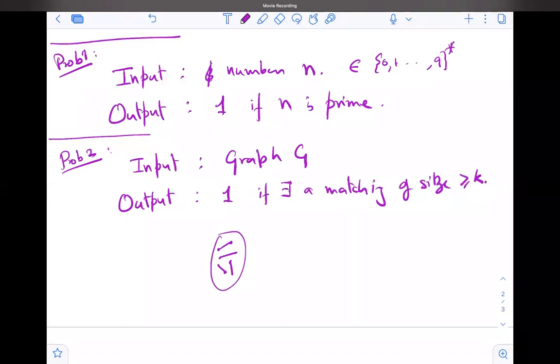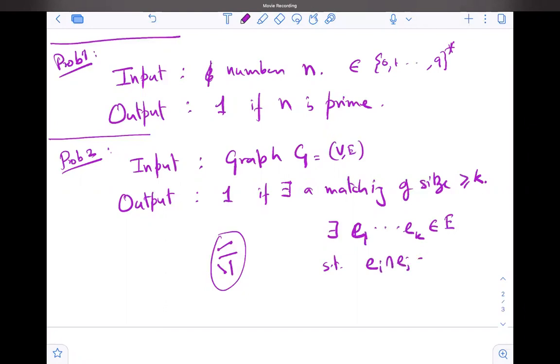That means, if this graph is G equals (V, E), there exists an edge set, e1 to ek, a subset of edges, such that the ei are pairwise disjoint, that is, ei intersect ej is empty.